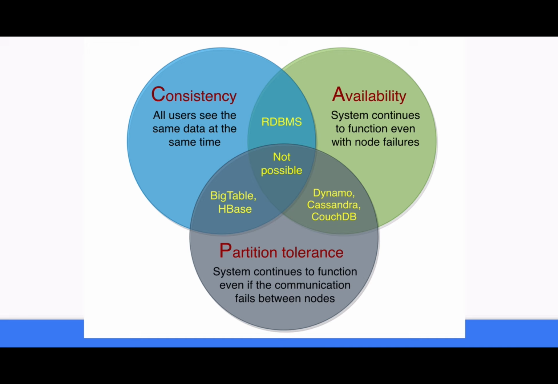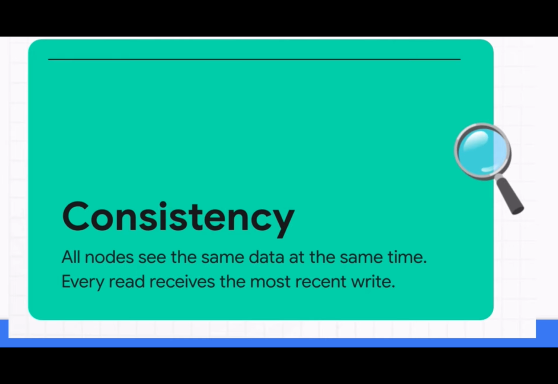Examples of databases having consistency and availability is RDBMS. Consistency and partition tolerance, databases like Bigtable, HBase. Partition tolerance and availability, databases like DynamoDB, Cassandra, and CouchDB are good examples of it. Let's look in detail at each of them.